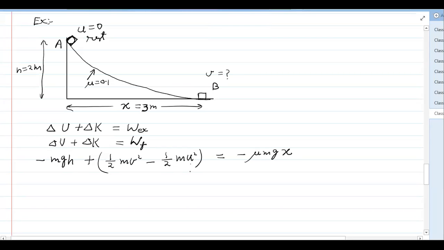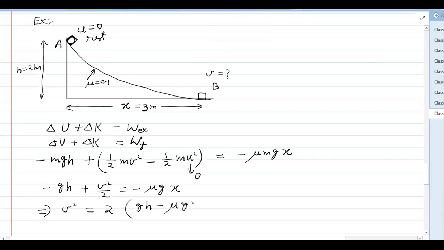So m will cancel throughout. So we will have minus gh plus v square by 2 equals minus mu g x. Okay, so if you solve it, v square is equal to 2 times gh minus mu g x. Okay, this much. So 2 into g, h minus mu x.